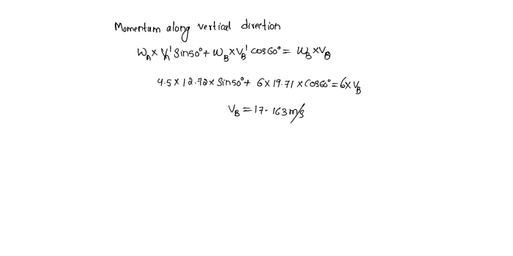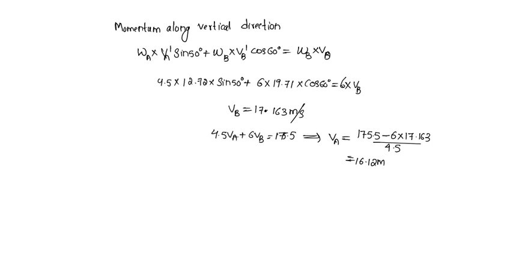On substituting in this equation we obtained above, which is 4.5 VA plus 6 VB equal to 175.5, and substituting VB value here, we can obtain VA value, which is 175.5 minus 6 times VB, 17.163, divided by 4.5, it is 16.12 meter per second. Now we got the final velocities before hitting.